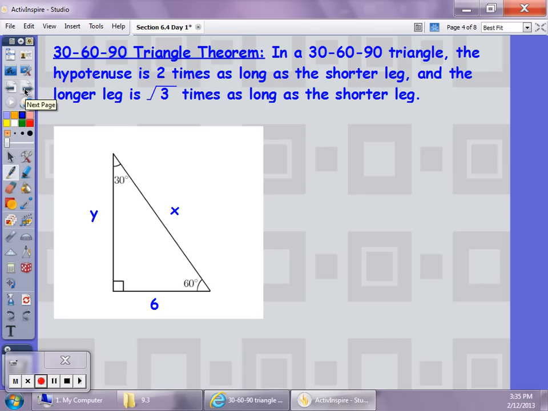In a 30-60-90 triangle, the hypotenuse is 2 times as long as the shorter leg, and the longer leg is root 3 times as long as the shorter leg. So if we set up two simple equations based on this theorem, we know that the hypotenuse in a 30-60-90 triangle will always be 2 times the length of the shorter leg.